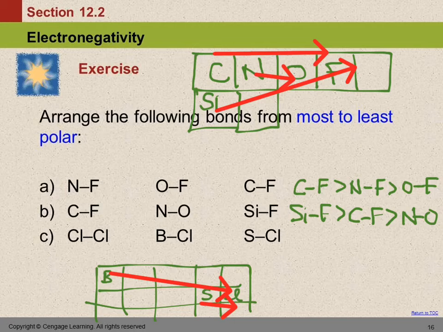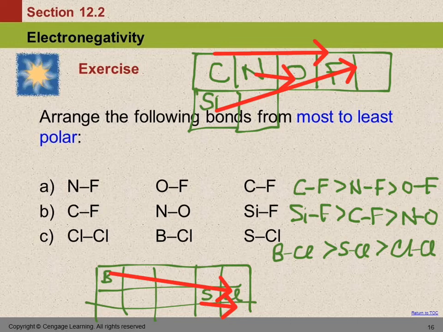Chlorine-chlorine bond, is that going to be polar at all? No, that's going to be nonpolar. So the least polar is going to be the chlorine-chlorine bond. Which one's the most polar? The furthest distance on the periodic table. The boron chlorine, right? And then in the middle will be sulfur and chlorine. Does that make sense? So the farther apart the two nonmetals are on the periodic table, the more polar the bond is. That is a generalization, but it works good enough for this class.